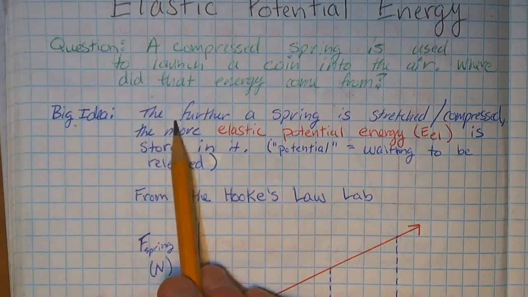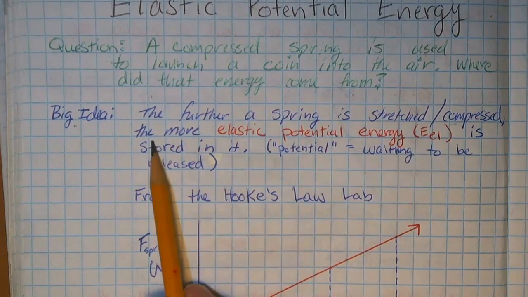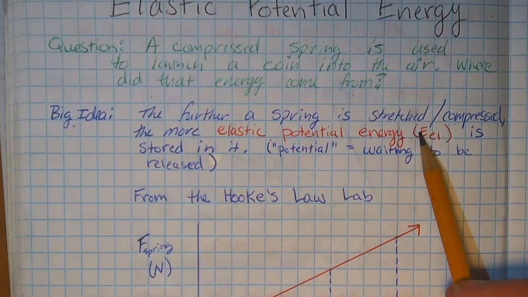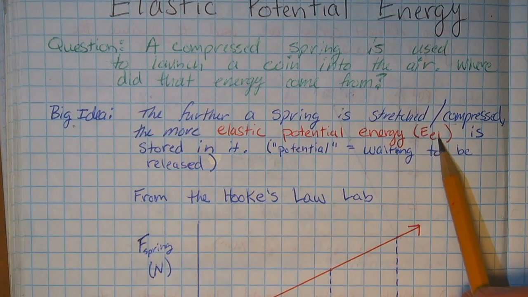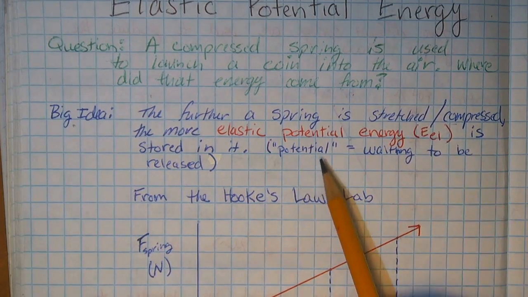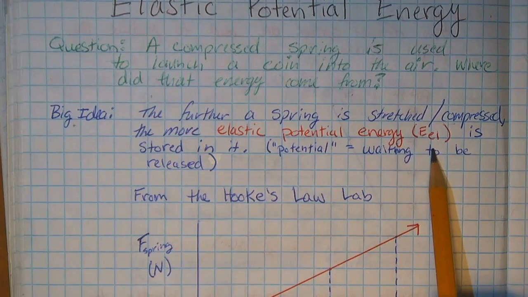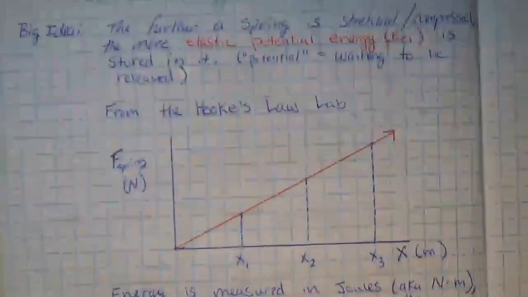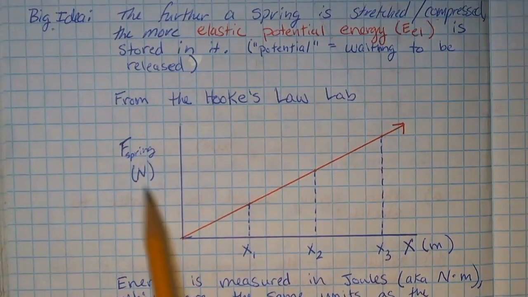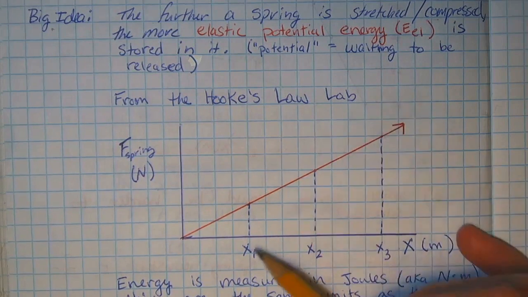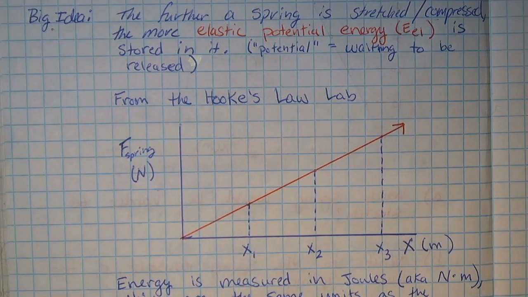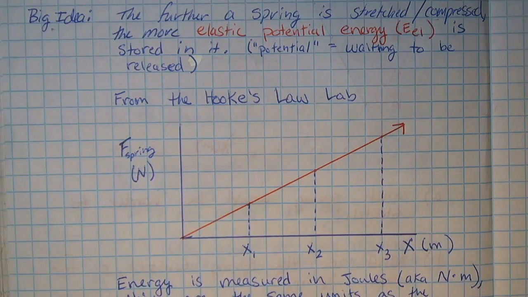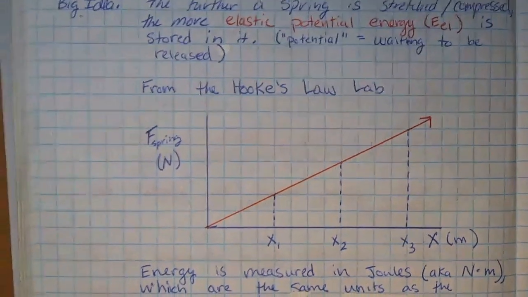So the big idea is the further a spring is stretched or compressed, the more elastic potential energy, which we use in E_EL, capital E for energy, subscript EL for elastic, is stored in it. Remember, the potential just means that energy is basically stored or waiting to be released. From the Hooke's Law lab, we were making a force versus x graph, and those turn out to be linear for a spring, showing that the force gets greater and greater the more you compress that spring.